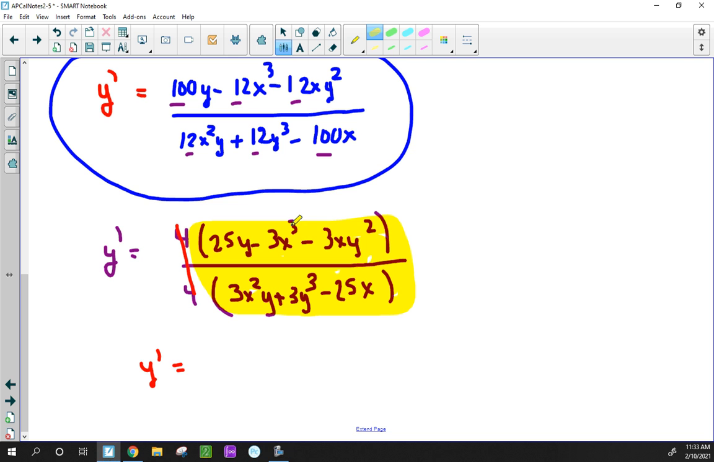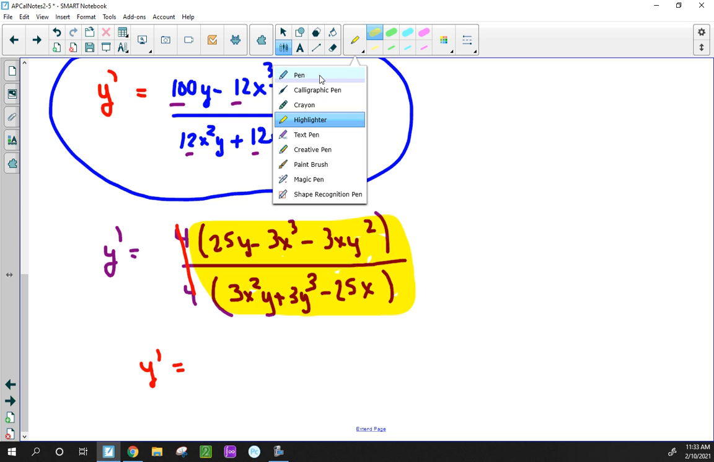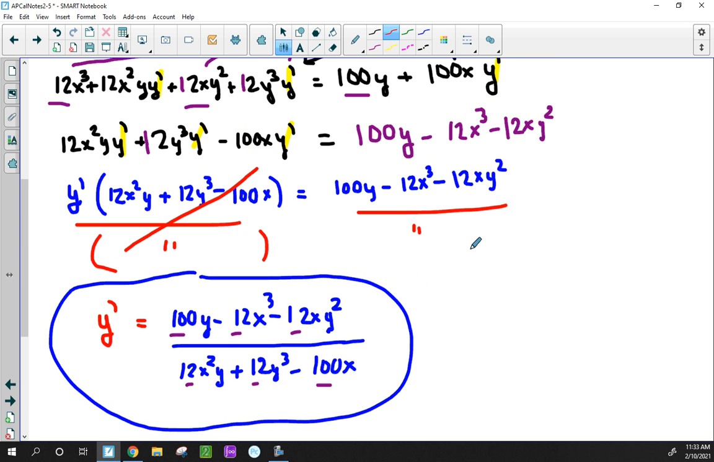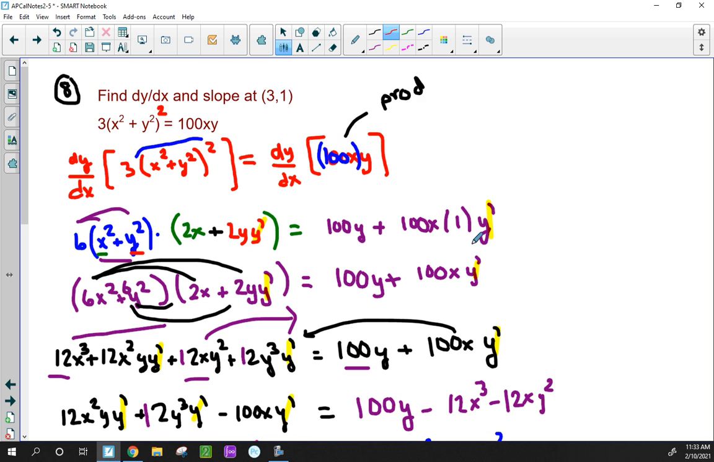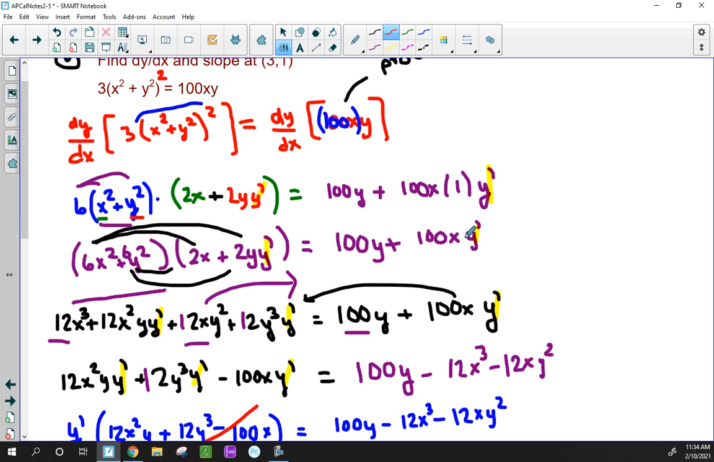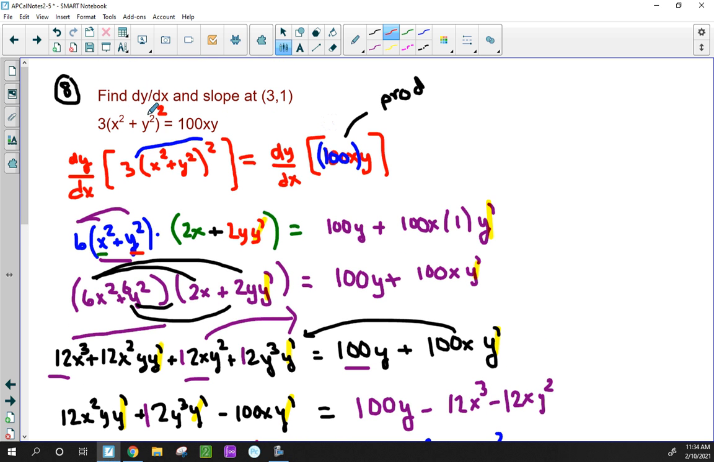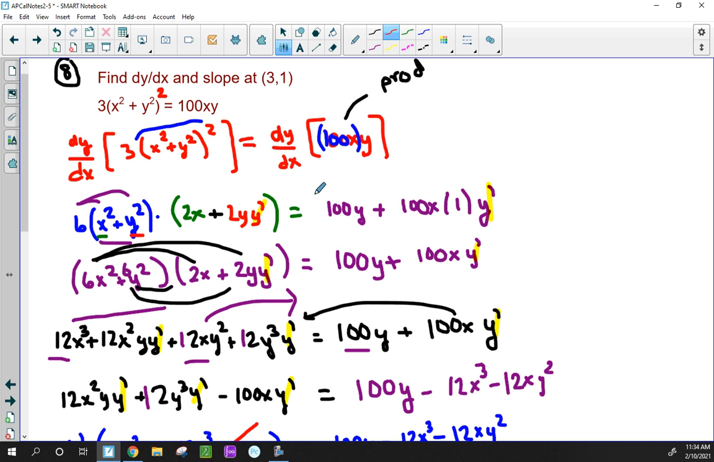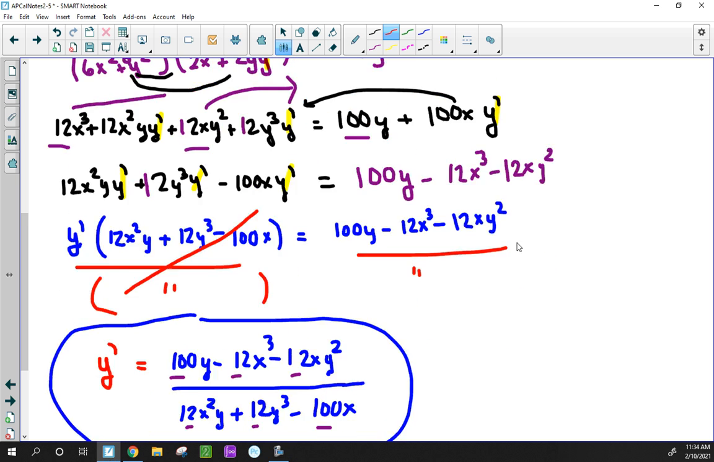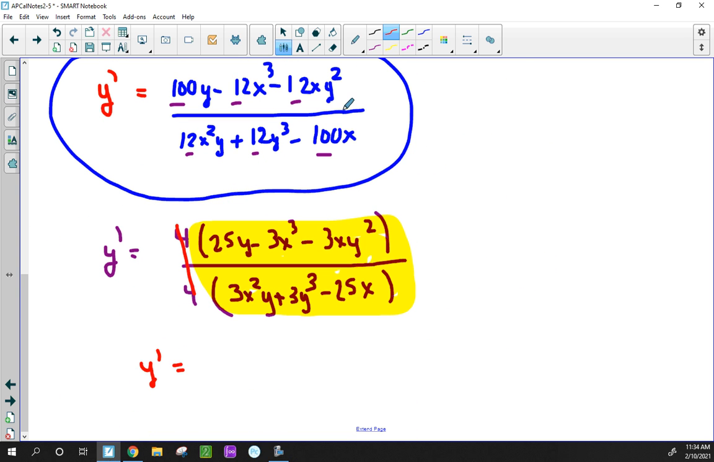y prime equals (25y minus 3x to the third minus 3xy squared) all divided by (3x squared y plus 3y to the third minus 25x). And you can see, you were doing it with me, that it took a while. So some of these problems will. If you notice up front, you see a chain rule, product rule, it's going to definitely take you longer. And now to complete it, you need to find the slope at (3, 1).